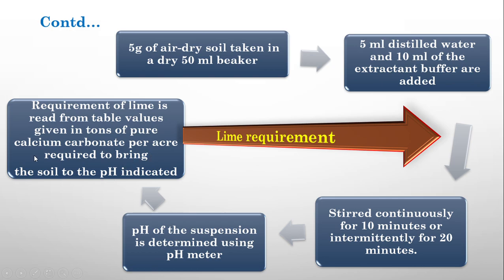There is already a known table. From that table we can calculate the lime requirement. So we will see in detail in practicals. So this is about the types of reclamation methods for acidic, alkaline and sodic soils. So lime and gypsum requirement we have discussed. So this is all about today's lecture. Thank you.